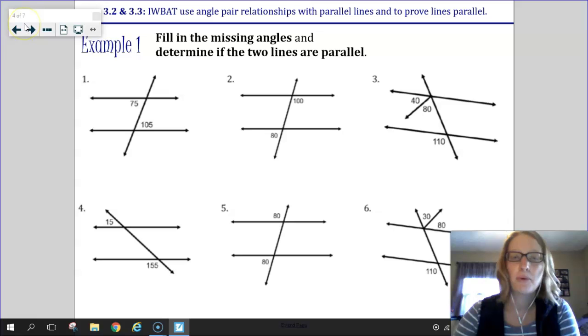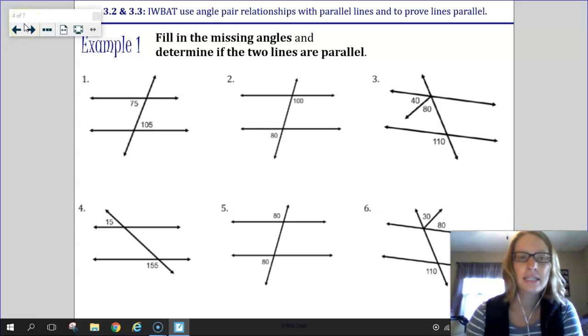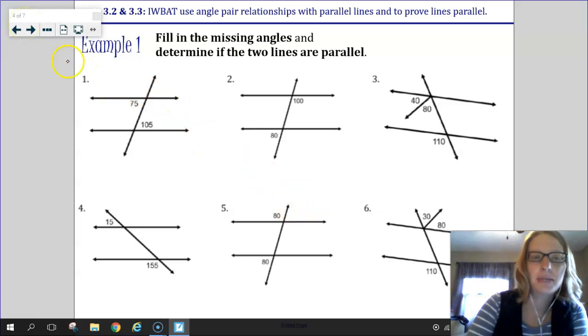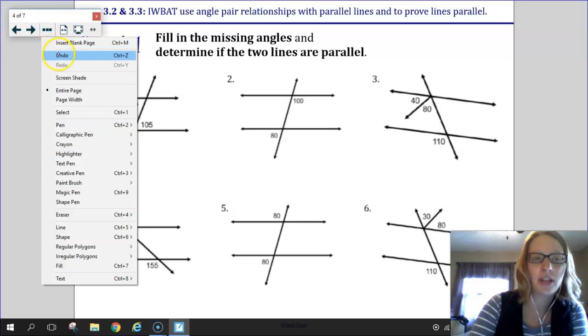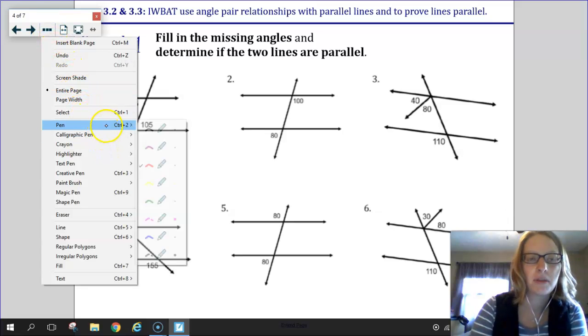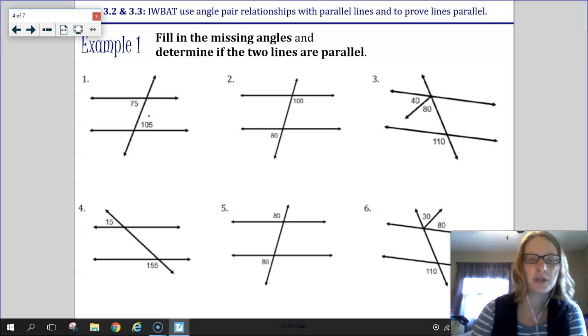Let's take a look at example 1. In example 1, we want to fill in the missing angles and then determine if the lines are parallel. So let's go ahead and start with the first one.